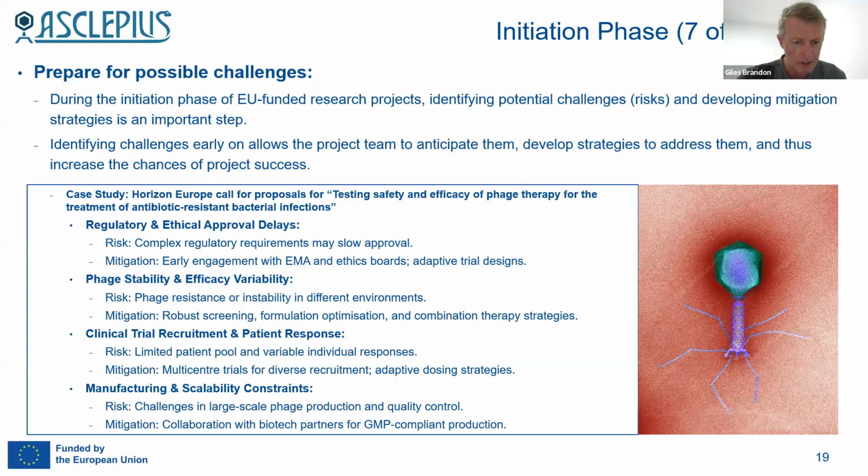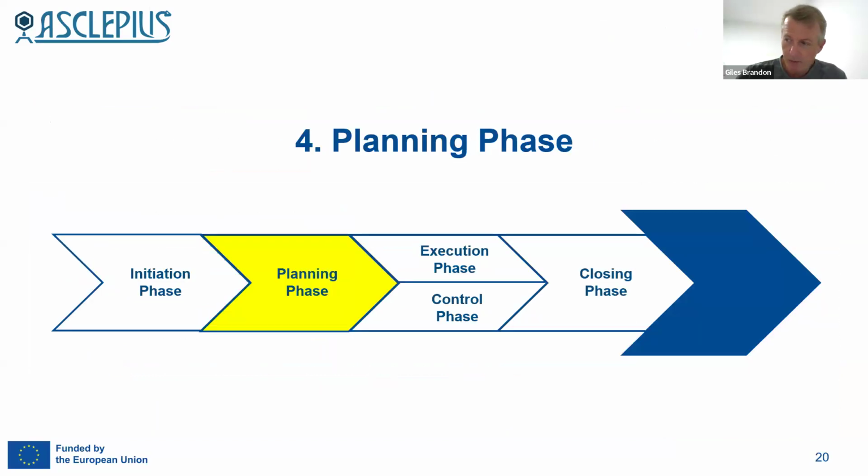And then on the manufacturing scalability side, there are challenges. There could be challenges in getting to large-scale phage production and ensuring quality control. What might be the mitigation measure? Well, hopefully through the collaboration with the biotech partners for GMP-compliant production. So look, these are all important issues, things to think about in this initiation phase.